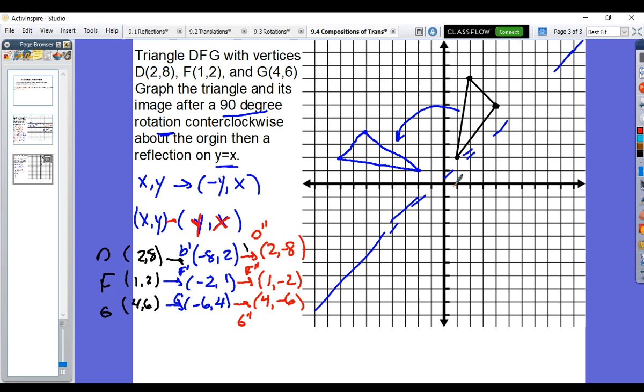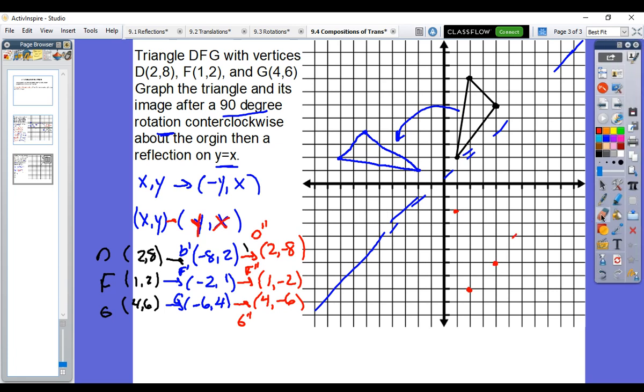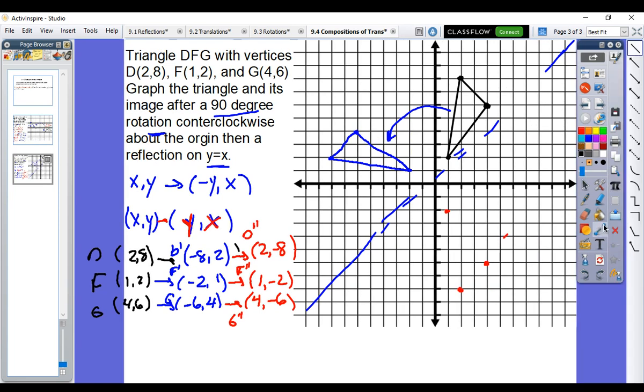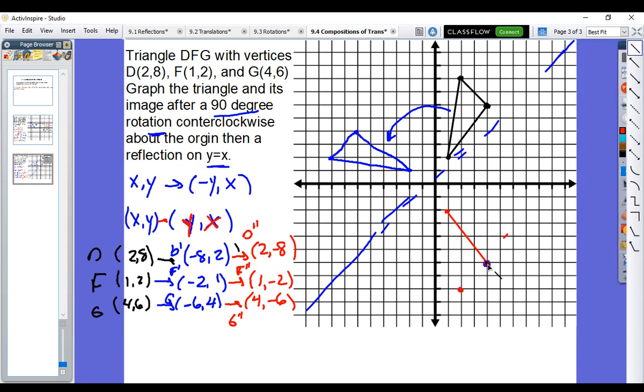Let's look at that. So 2, negative 8, 1, negative 2, and 4, negative 6. And we'll get the fancy dancy actual straight liner. Do it in red, of course. Straight line. We want a line. We want it in red. Let's connect those. And this is our final product. So it went from here to here, and then it flipped over on this side.